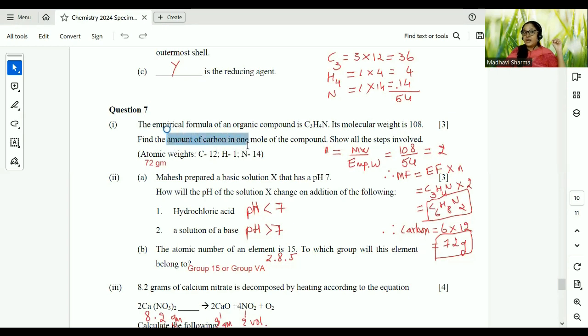Find the amount of carbon in 1 mole of the compound. 1 mole, 1 molecule. So carbon is 6. So 6 into 12, which is 72 grams.